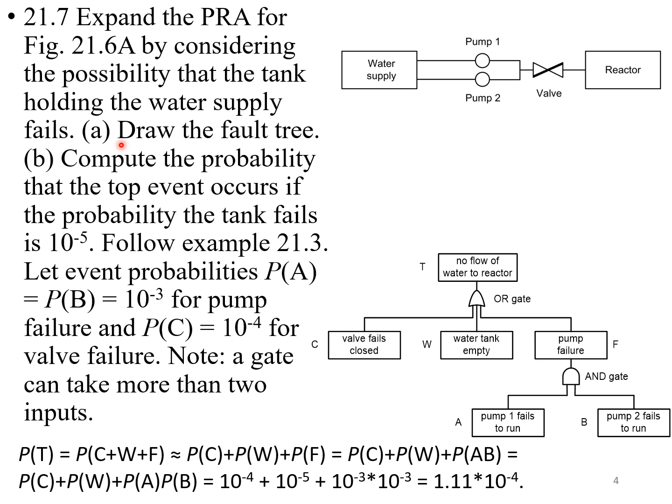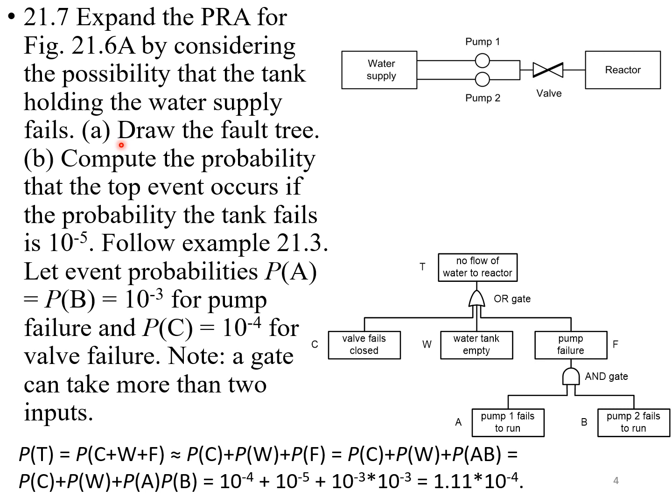Follow the example 21.3, let the event probability PA is equal to PB is equal to 10 to -3 for pump failure, and PC is equal to 10 to -4 for valve failure, and calculate the probability.